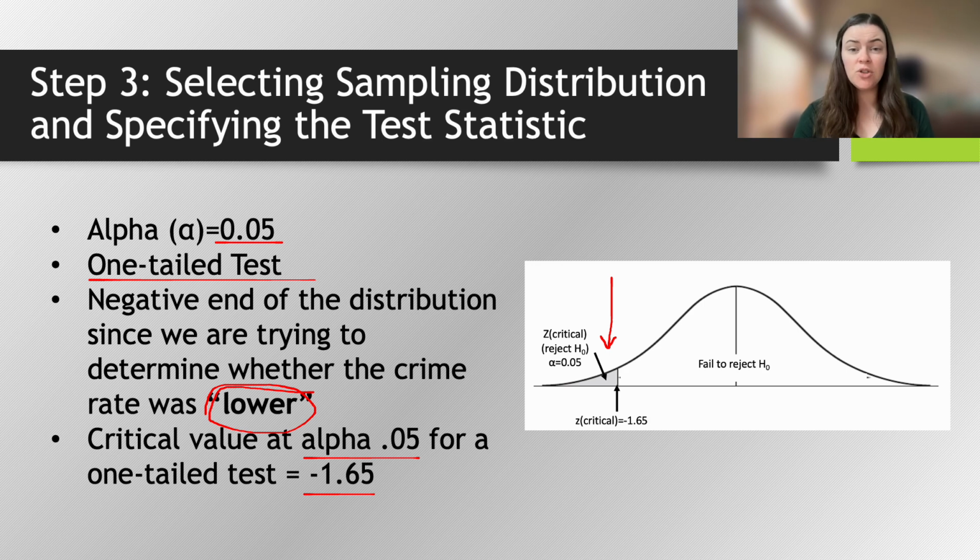If we would have been interested in whether or not the crime rates were higher during this time period, then we would care about the right end or the positive end of the distribution over here. That would be our shaded region. And then our z-critical cutoff point would be positive rather than negative. But again, since we only care about whether or not it was lower, that's why we're specifically focusing on the left end or the negative end of the distribution here.